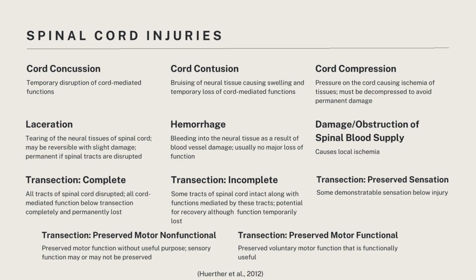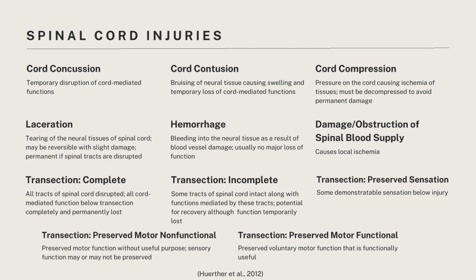Hemorrhage is the bleeding into the neural tissues as a result of blood vessel damage, and usually has no major loss of function associated. Damage or obstruction of the spinal blood supply will cause permanent damage if blood supply is not returned in a timely manner. And the last 5 injuries all involve transection of the spinal cord.